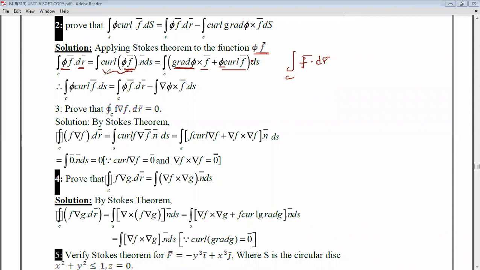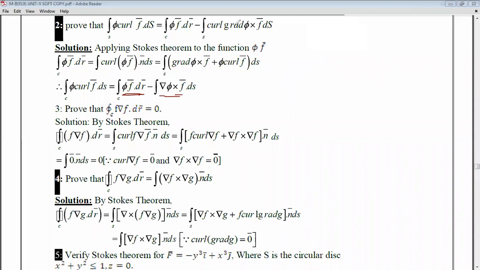After taking this, this is as it is, integral phi f bar dr bar. And when it comes to this side, it changes to minus the integral of del phi cross f bar ds. Just simply we applied only one identity. What is that identity? Curl phi f bar. That identity we applied here.